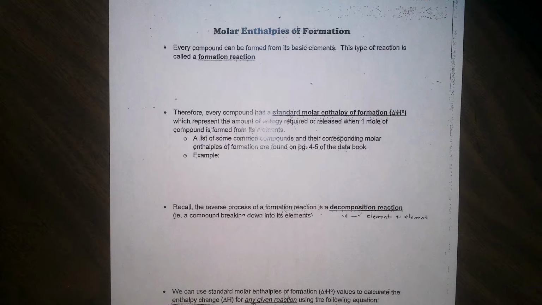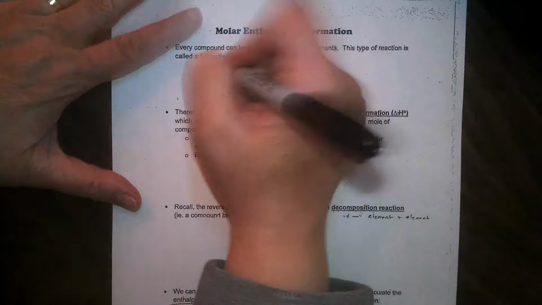Molar enthalpies of formation. So we have been looking at the molar enthalpy of a reaction, but every compound that's formed from elements has its own molar enthalpy. Okay, this is a formation reaction. When we take oxygen and hydrogen and we combine them together to get water, that is an element plus an element gives us a compound, which is a formation reaction. Okay, we know that. We are smart people.